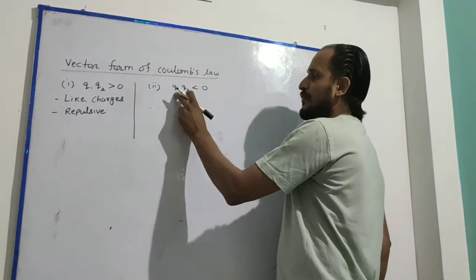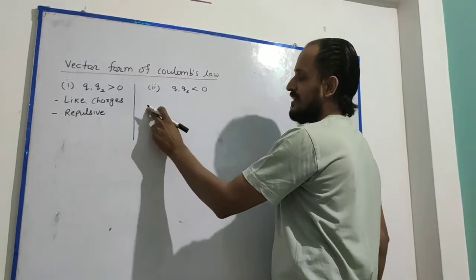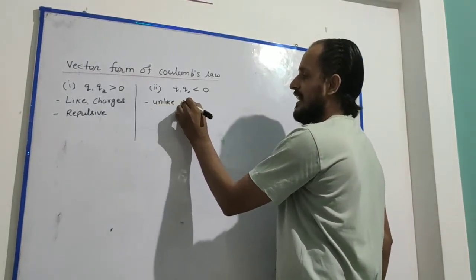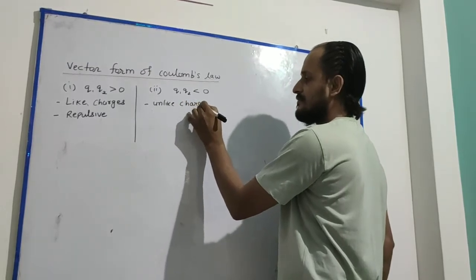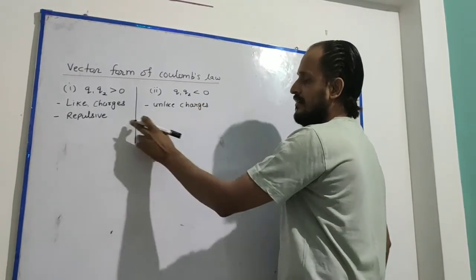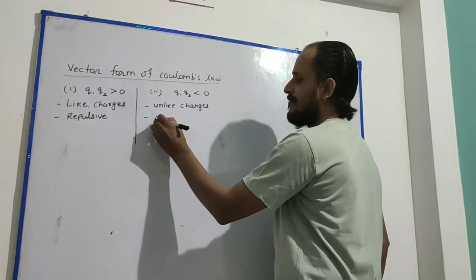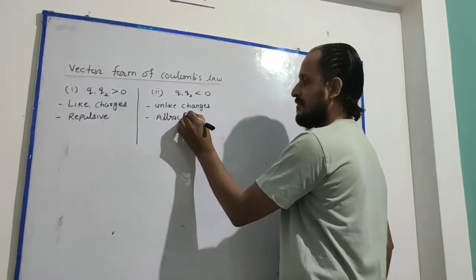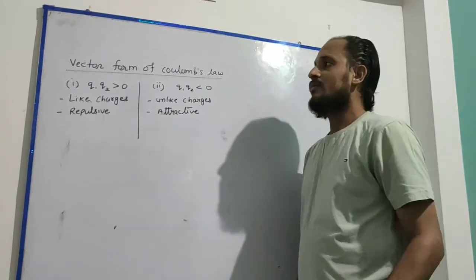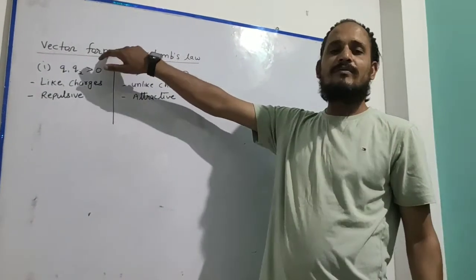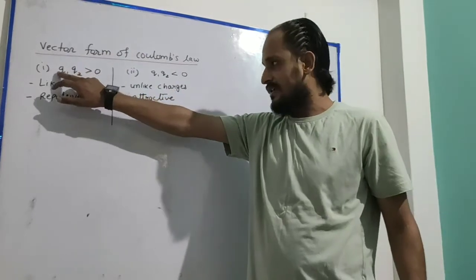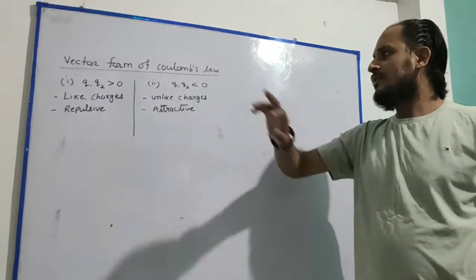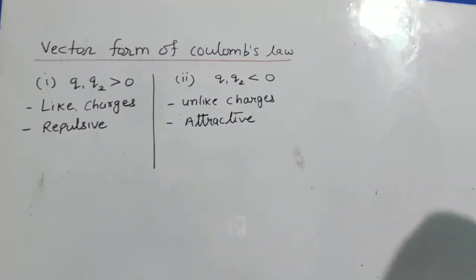If product of Q1 and Q2 is less than 0, what does it mean? It means that both the charges are unlike charges and the force acting between them is attractive in nature. Clear? Now we can discuss vector form of Coulomb's law for any one condition. Either Q1 Q2 is greater than 0 or Q1 Q2 is less than 0.